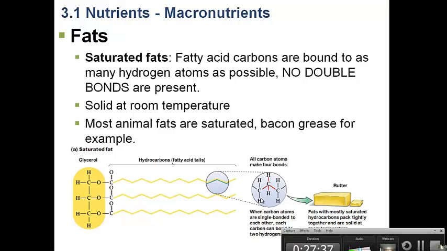Also, it's interesting to note that most animal fats are saturated fats. Bacon grease, for example. You've most likely at some point in your life fried bacon, which is delicious. You've taken that bacon grease, you've dumped it into a jar, and what happens to that bacon grease after you leave it sitting for, I don't know, 10, 20 minutes? Of course the answer is it solidifies. And that's because it's a saturated fat, it doesn't have any double bonds, and it can therefore solidify at room temperature.